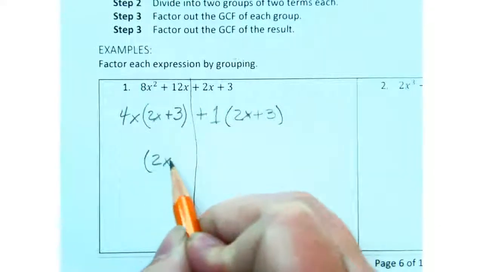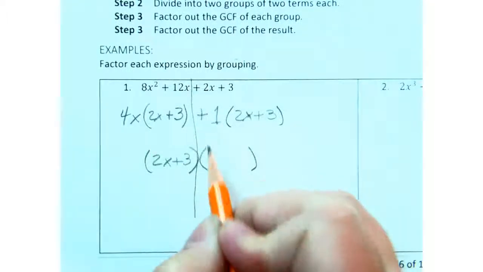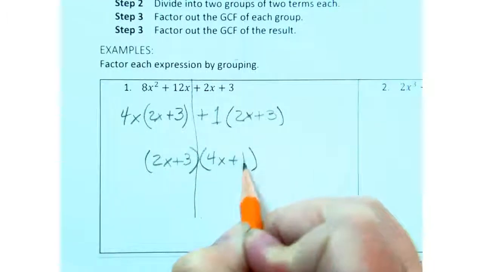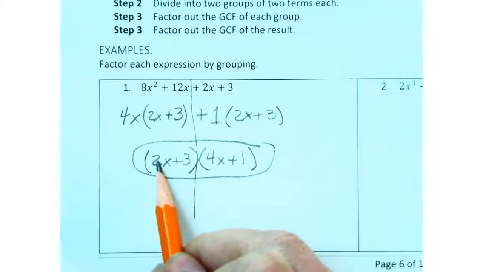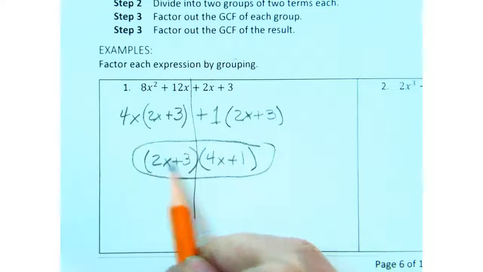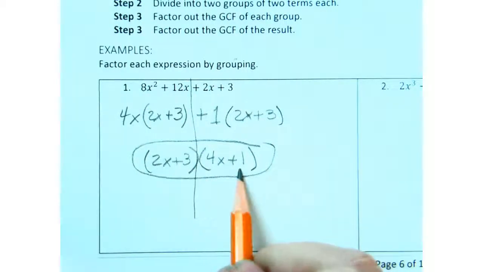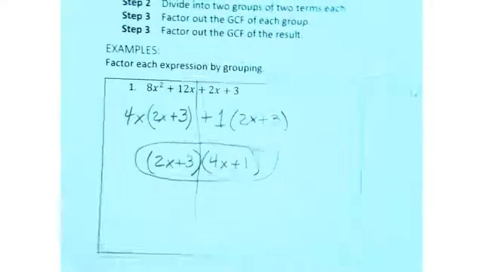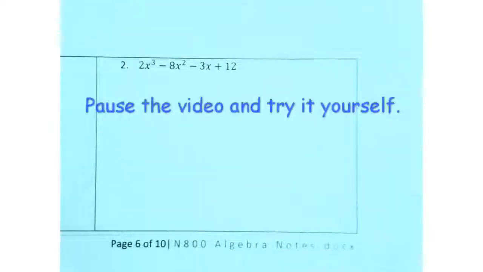Copy 2x plus 3 below. Copy 4x plus 1 into the second factor. These 2 factors will multiply to make the original 4 terms. 2x times 4x is 8x squared. 2x times 1 is 2x. 3 times 4x is 12x, and 3 times 1 is 3. Now that you've seen the example, pause the video and try it yourself.